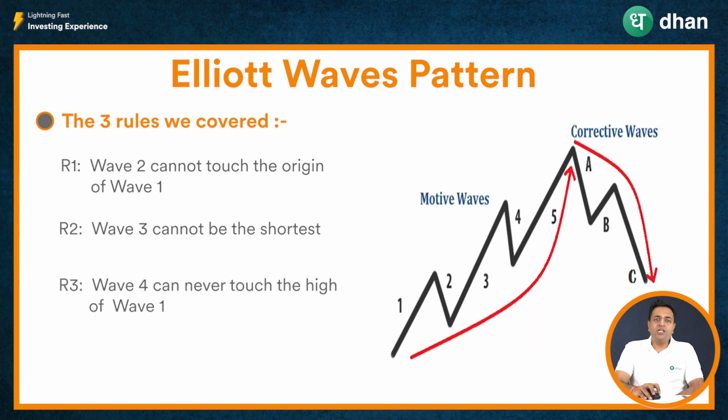If all these rules are met, then that is the first type of your motive wave, which is the most common type known as an impulse motive wave. However, when the third rule is not met and wave number 4 makes a low which is less than or equal to the high of wave number 1, that condition is a rare condition and known as a diagonal motive wave.